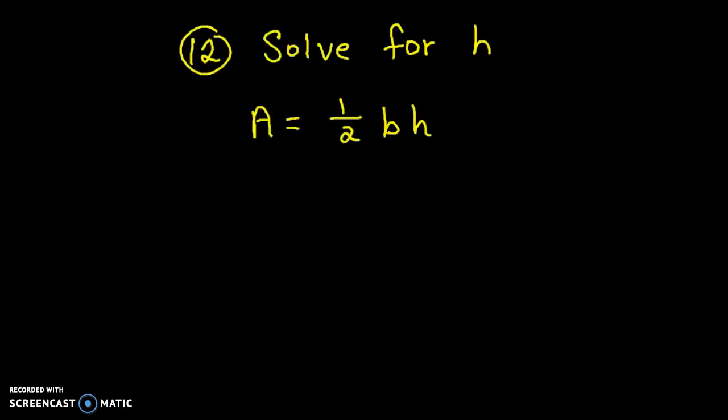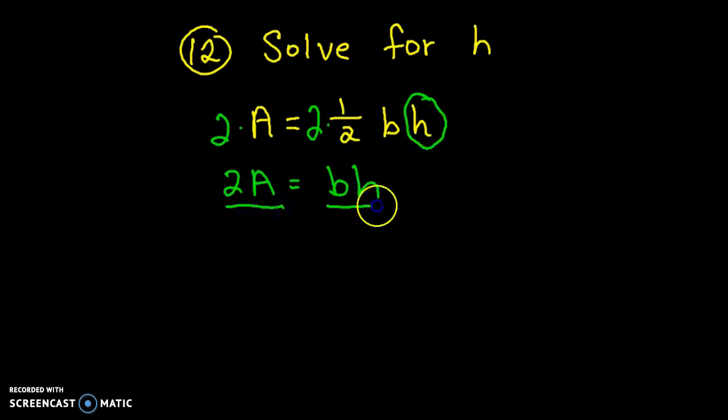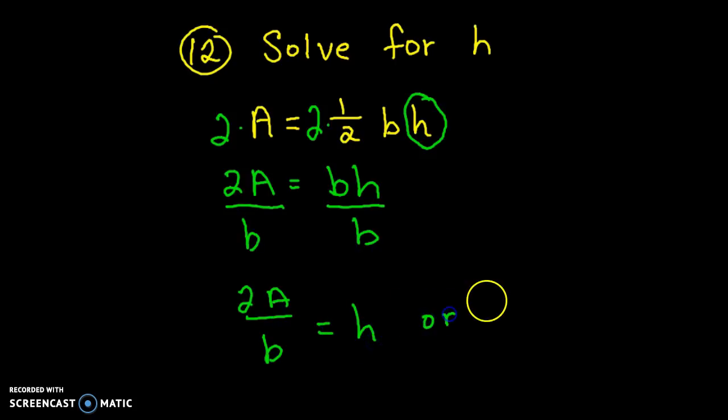Solving for h here. Okay, this is a little tricky. I'm going to first get rid of my fraction. I'm going to do that by multiplying both sides by 2. This 2 times 1 half is 1. So I'm left with 2a is equal to bh. I'm solving for h, so I'm going to divide both sides by b. So 2a divided by b is equal to h, or h is equal to 2a divided by b.